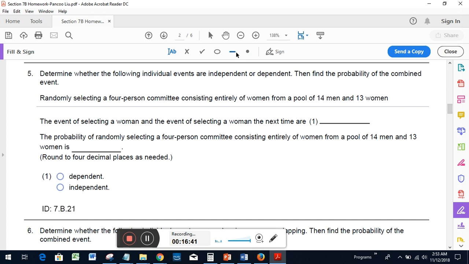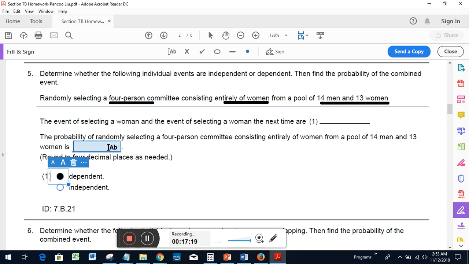Number 5 here says randomly selecting a 4-person committee consisting entirely of women from a pool of 14 men and 13 women. Again, we are determining if it's independent or dependent. You're going to ask yourself, if you are selecting people to be in your committee, can you reuse the same person? The answer is no, you cannot reuse the same person. So this is going to be considered a dependent event, so we're going to bubble in dependent.